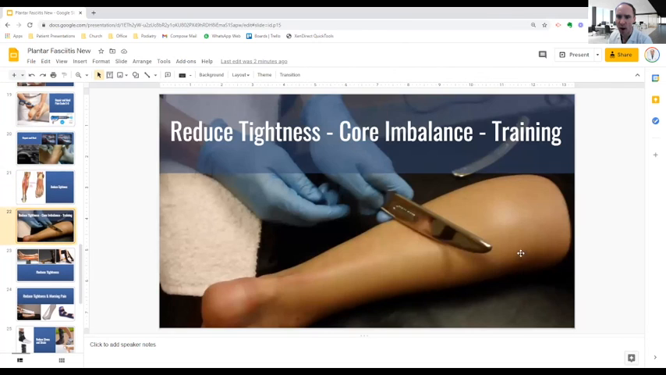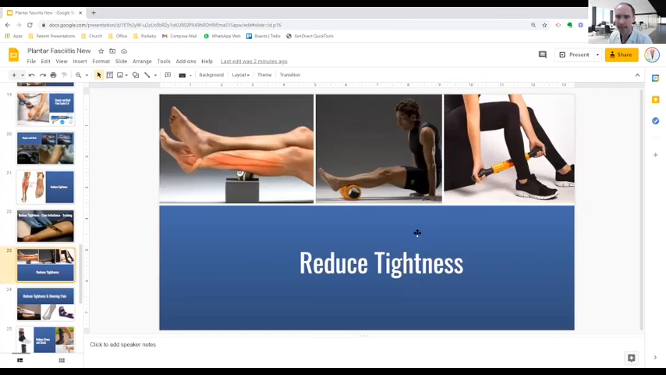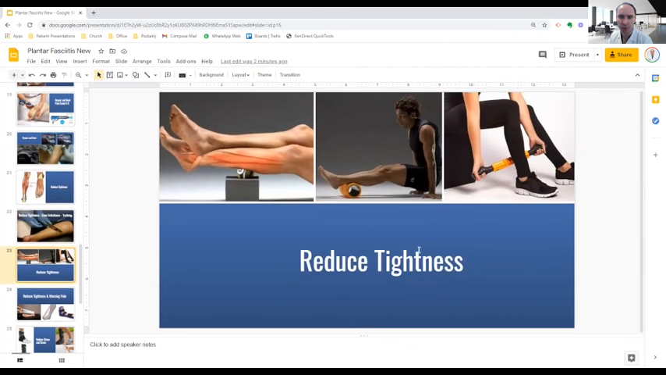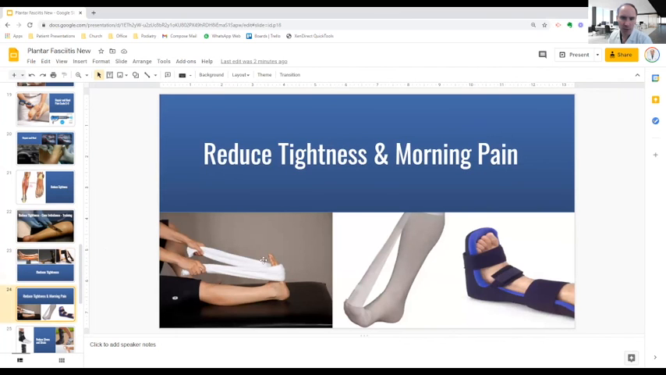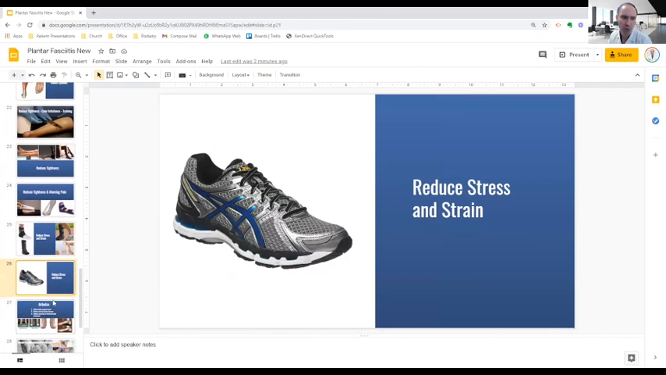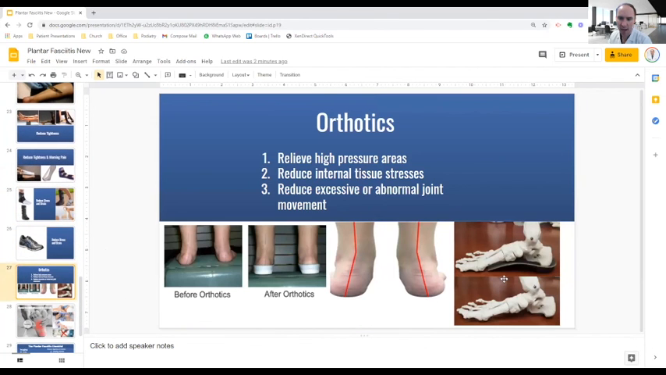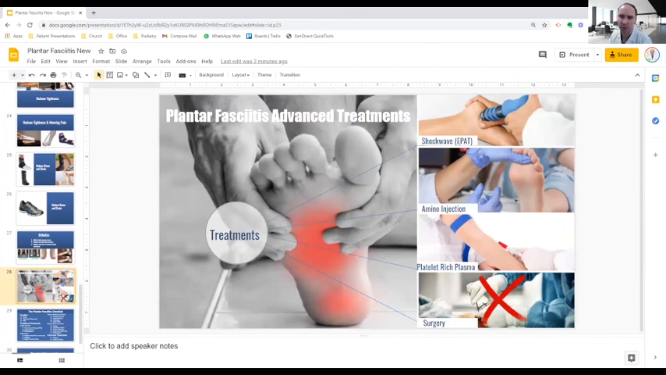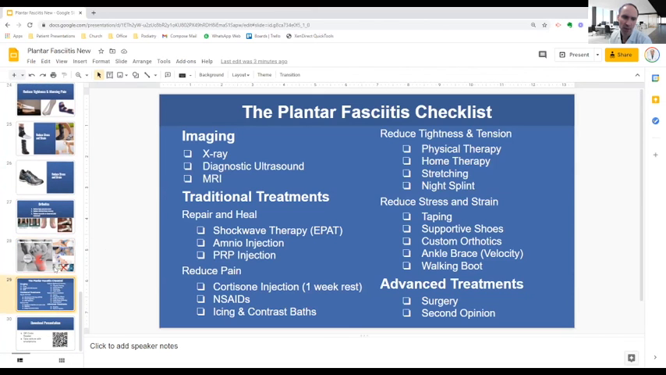I explain about the Aquinas. I talk about Graston technique. These are the different things that I sell in the office for trigger point tools. Different types of ways of loosening with the night splint. Some of the braces that I'll do, and strapping of the foot, different types of shoes, different types of orthotic pictures. I used to show more of these pictures. I'll do these when I'm doing a presentation, recording it, and then some of the advanced treatments like shockwave, amnio, PRP, and surgery. And then it goes down here to the checklist again.